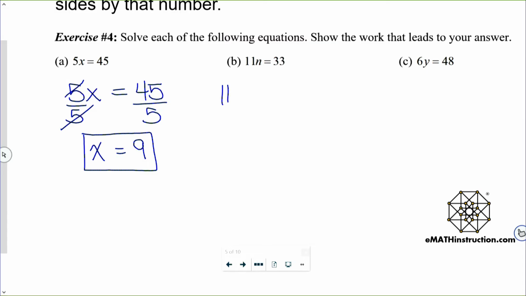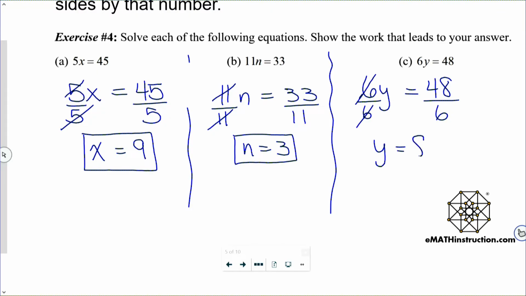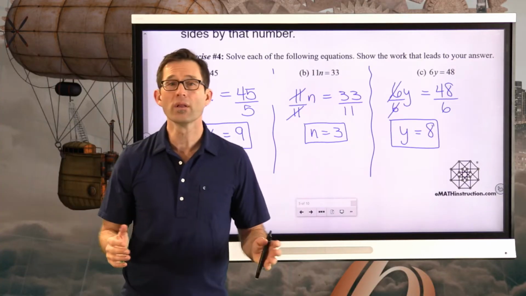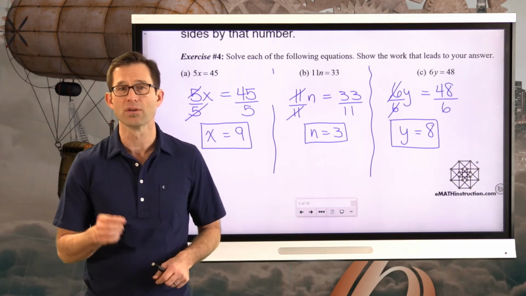So in fact, if I have 11n equals 33, and I divide this side by 11, and this side by 11, right? 33 divided by 11 is 3, and there's our answer. All right, letter C, same thing. We've got 6y is equal to 48. If I divide this side by 6 and divide this side by 6, notice how we're always using the fraction bar as division, right? 48 divided by 6 is 8, and that's our solution to that equation. All right, real easy. If the variable's been multiplied by a number, in order to get rid of that number, you're going to divide both sides of the equation by it.